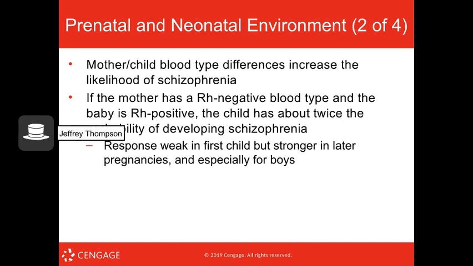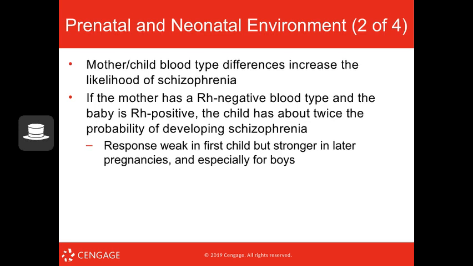So another fun thing, blood type, which is something that we don't really think about too much. But if a mother has Rh negative blood type and the baby is Rh positive, so for example, the mother was A negative, but the baby was A positive, the child has about twice the probability of developing schizophrenia. This response is actually weaker in the first child, but stronger in later pregnancies, especially for boys.